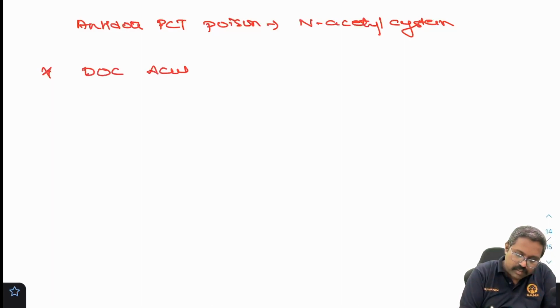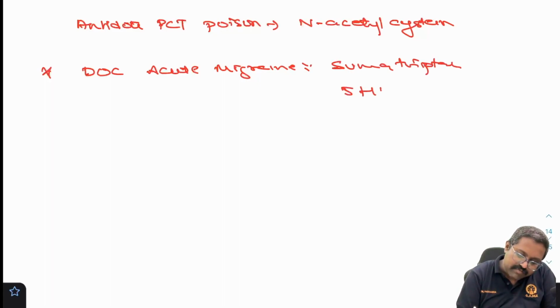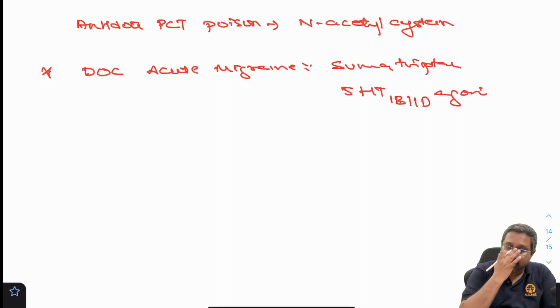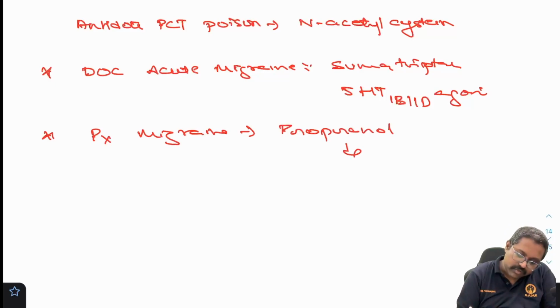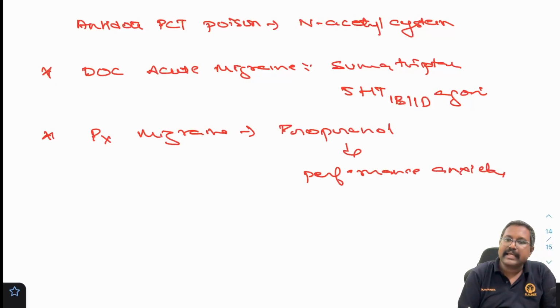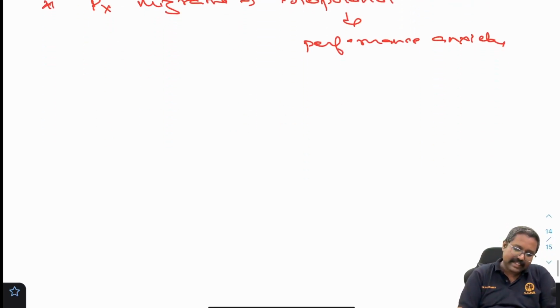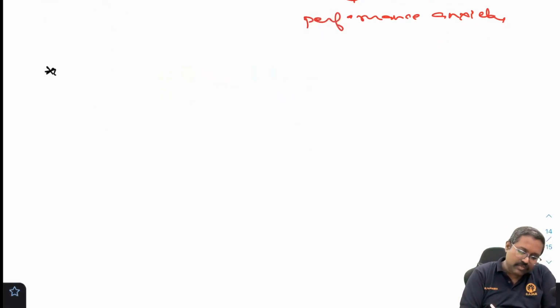And one more thing you should remember is the drug of choice for acute migraine. The drug of choice will be your sumatriptan, which is a 5-HT 1B/1D agonist. The drug preferred for prophylaxis of migraine, you can use propranolol, which is also used for treating performance anxiety. Is that clear?